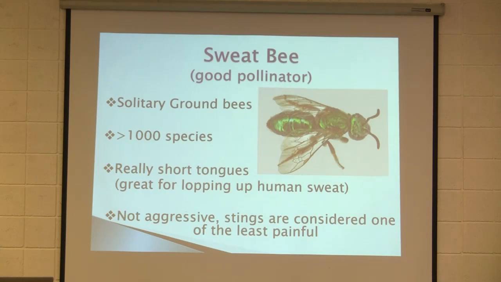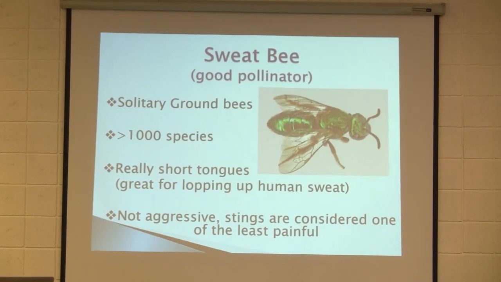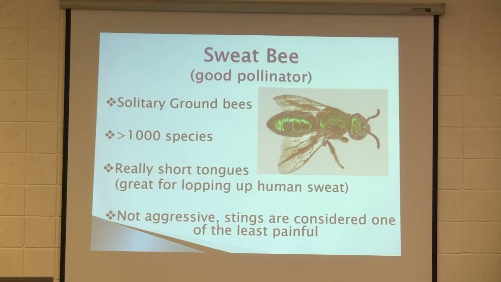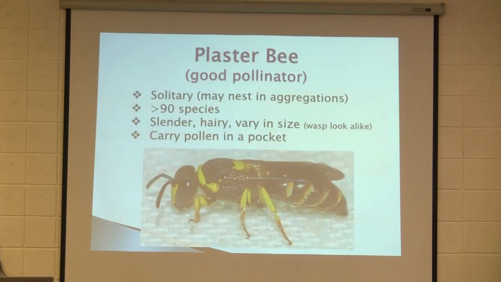The sweat bee, we've already talked a little bit about those. They're solitary ground bees. They have really short tongues, and that's why they're called sweat bees. They really like human sweat, and the short tongues are actually very good for lapping up the salt and the sweat off of humans. They aren't aggressive. They're kind of an annoyance, but they aren't aggressive, and the stings are considered one of the less painful, more like a mosquito bite. But it is hard to get a sweat bee to sting you. You pretty much have to swat it onto your skin.